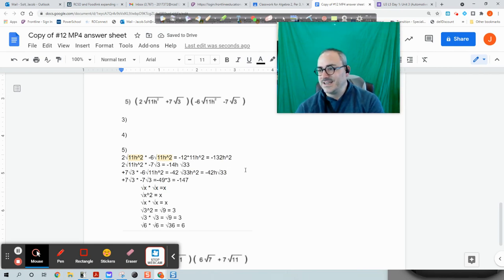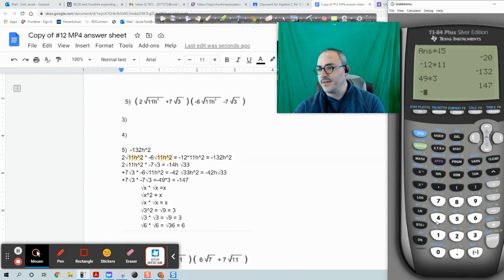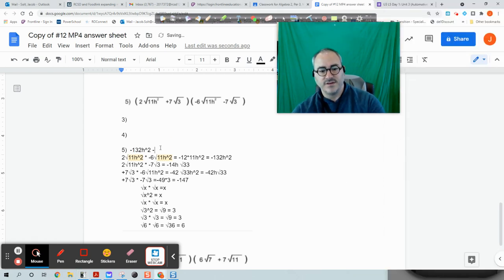All right. I am not seeing anything more I can do, so it's time to combine these things. Are we ready, folks? It's negative 132 times h squared. I can combine these two things because they're on the same radical. Negative 14 plus negative 42, negative 56 h square root 33, and then minus 147.